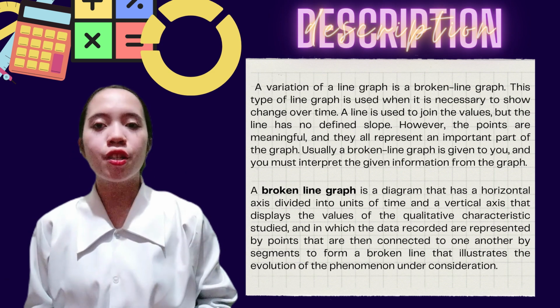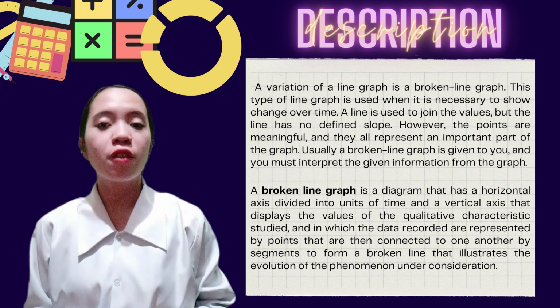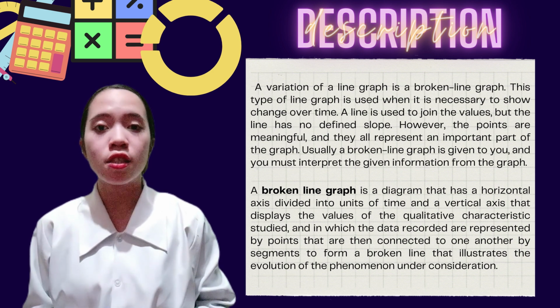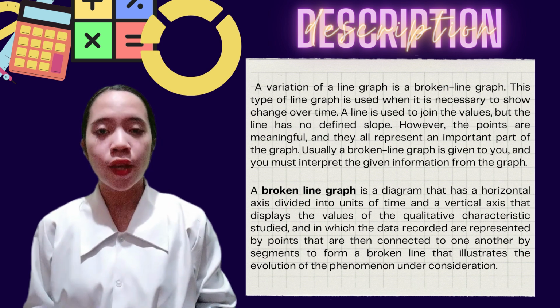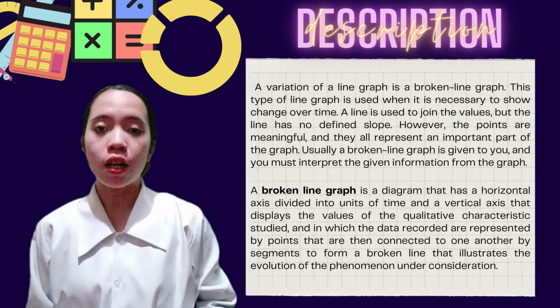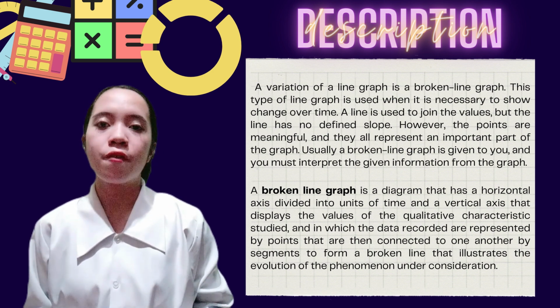A variation of a line graph is a broken line graph. This type of line graph is used when it is necessary to show change over time. A line is used to join the values, but the line has no defined slope. However, the points are meaningful, and they all represent an important part of the graph.